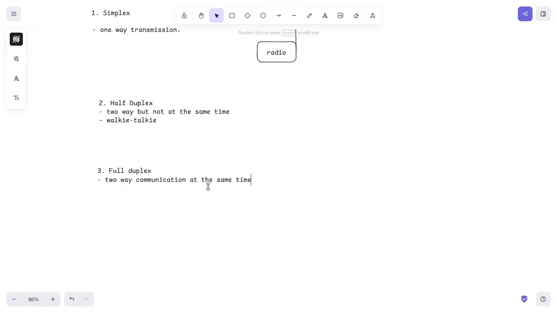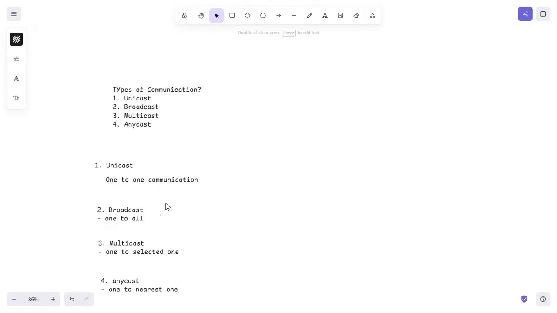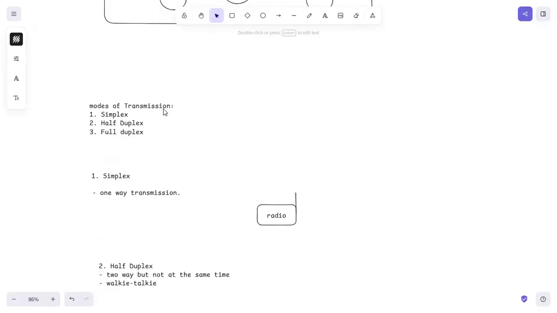So these are the three main modes of transmission. Simplex means one-way communication, for example radio. Half duplex means two-way, but not at the same time. Only one can send or receive the message, not simultaneously. But in full duplex, you can send and receive the message simultaneously at the same time. There is no need to wait for your response, you will directly receive the message. So these are the types of communication and types of modes of transmission.